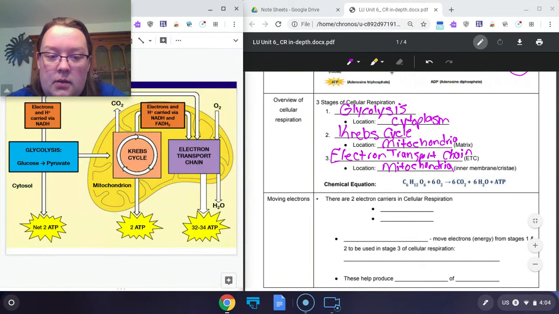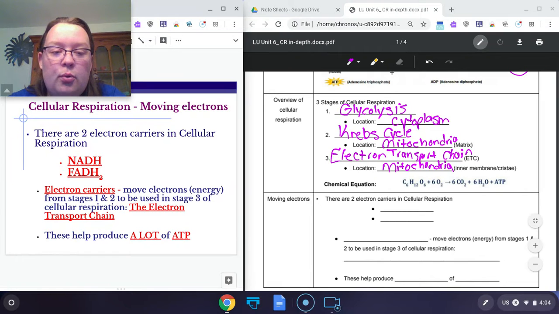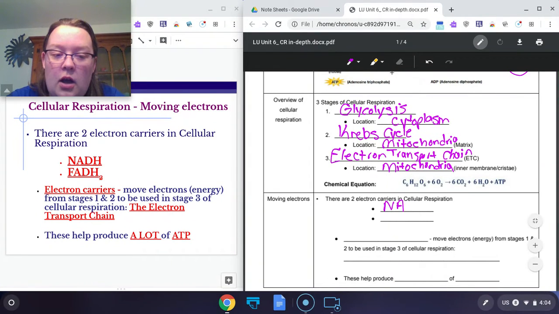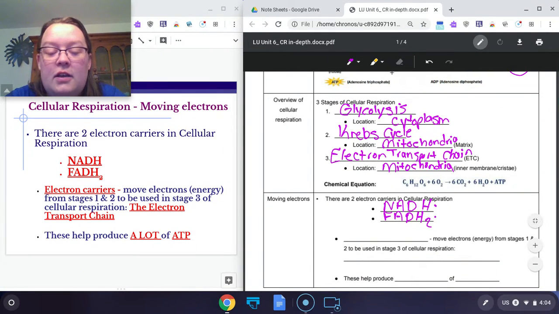This whole process is very, very important. So here's an overview. We have glycolysis in the cytoplasm, Krebs cycle, and electron transport chain within the mitochondria. This process cannot happen without the help of 2 very important electron carriers. Electron carriers carry electrons. Their job is to carry the electrons so that they can be later used to make tons and tons of ATP. And the 2 electron carriers are NADH and FADH2.